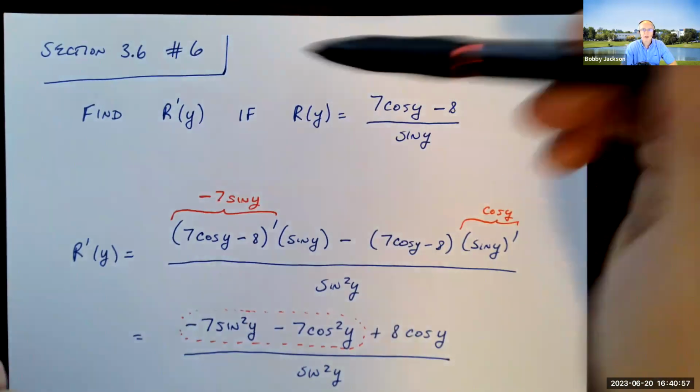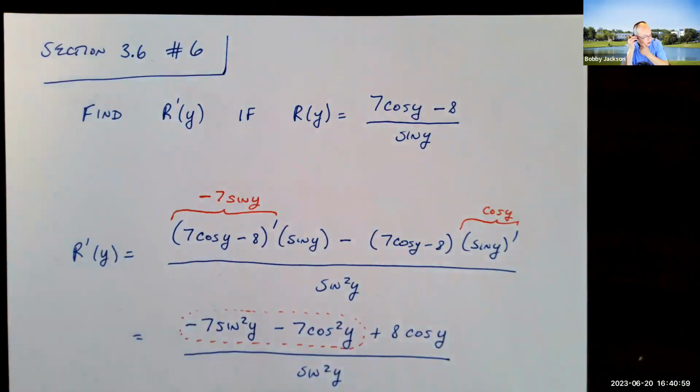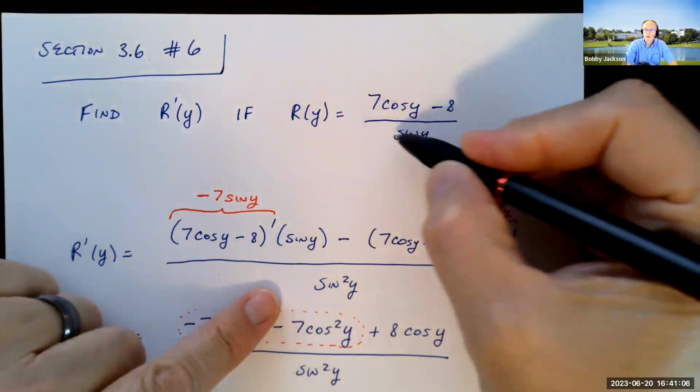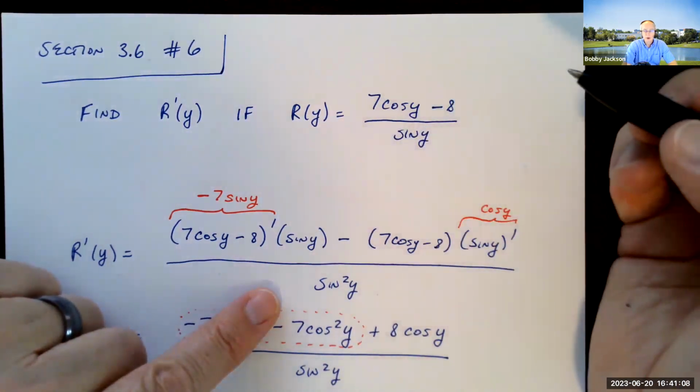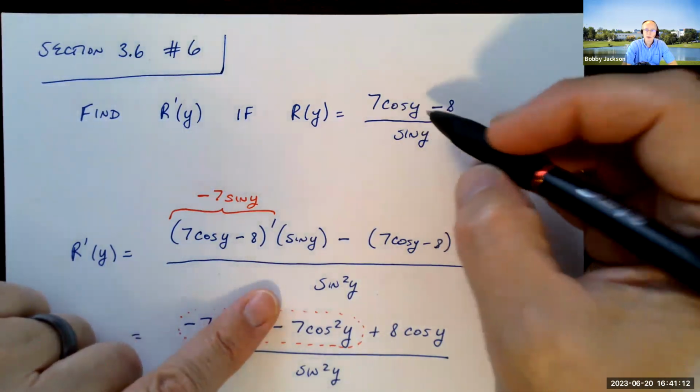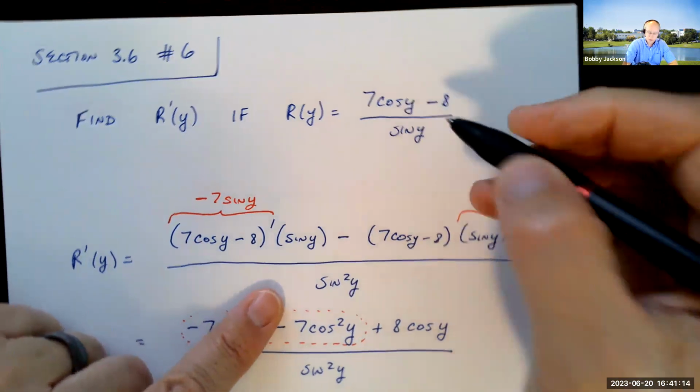Okay, I'm going to show you how to do this in two different ways. First way, I'm going to just straight up use the quotient rule. Okay, we've got one function divided by another, so you could always try the quotient rule when you see something like that. So let's do that. Let's take the quotient rule. Remember the quotient rule.